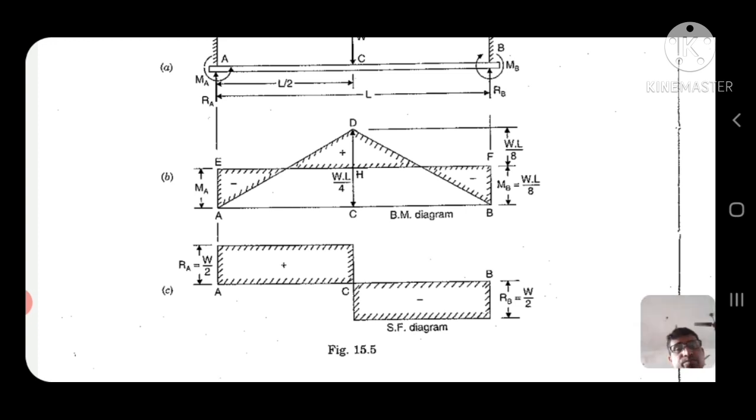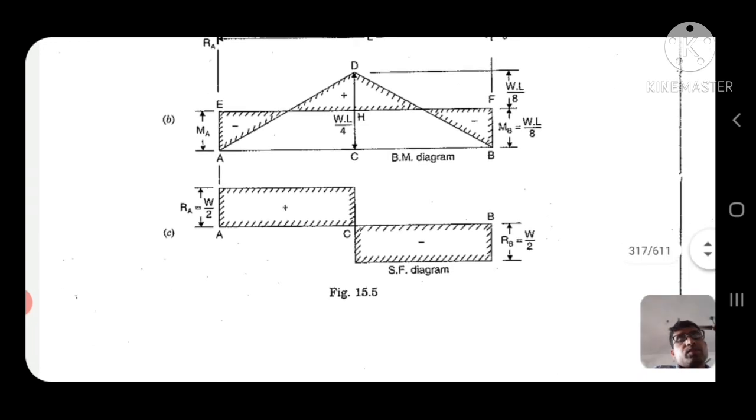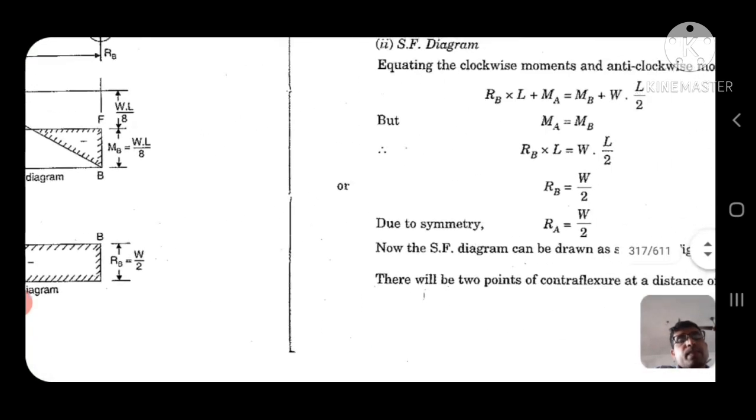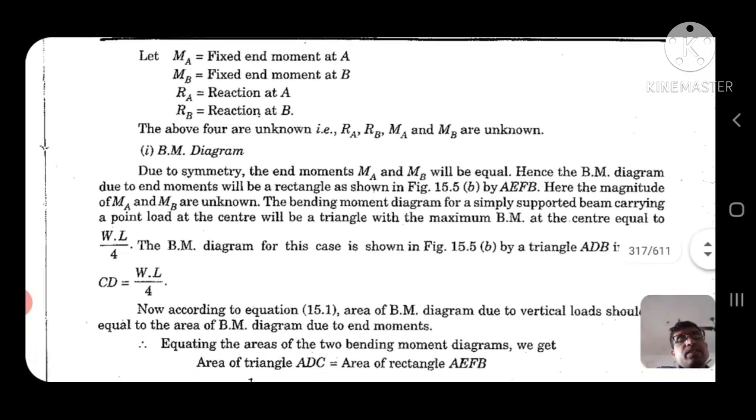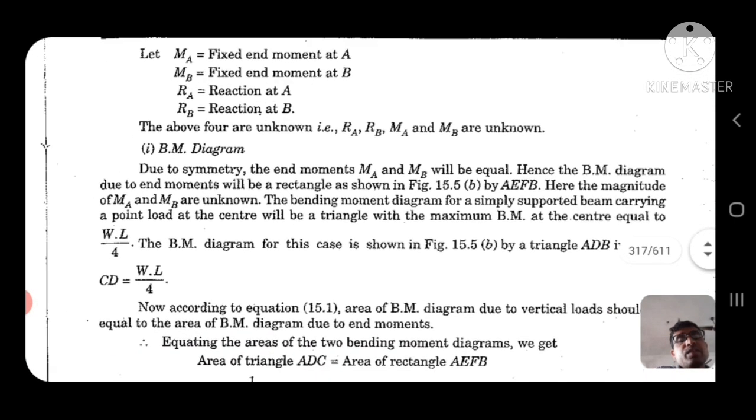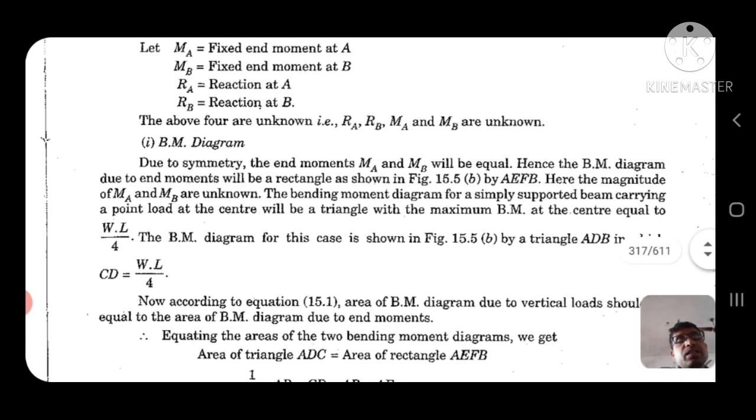Now MA is equal to fixed end moment at A, MB is equal to fixed end moment at B, RA is equal to reaction at A, RB is equal to reaction at B. The above four are unknown, that is RA, RB, MA and MB are unknown.